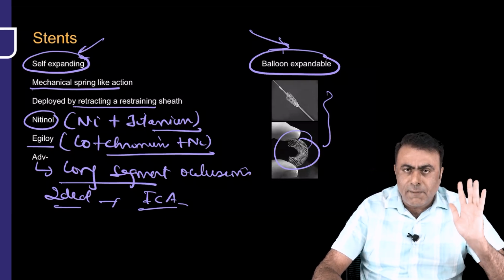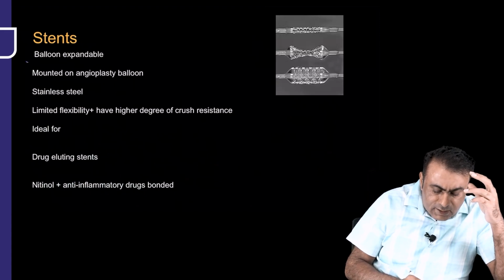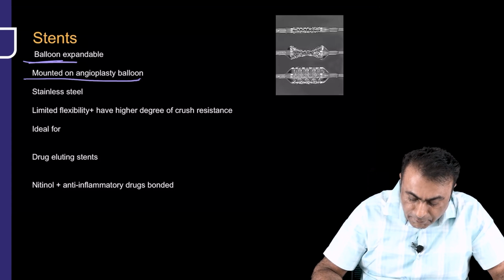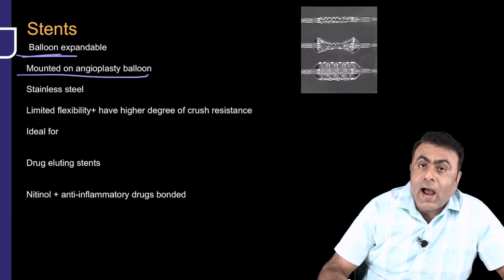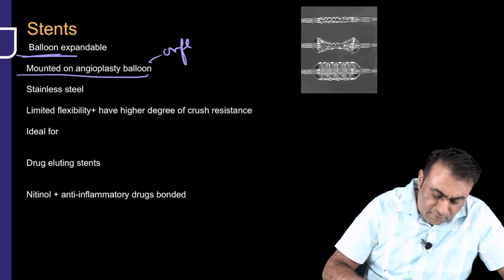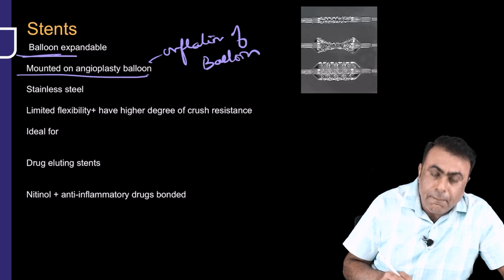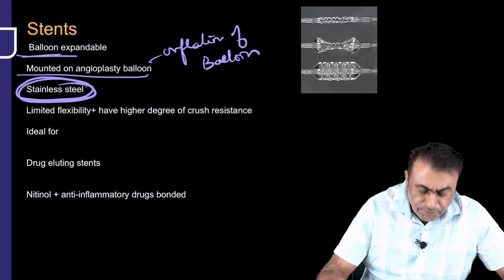Then, apart from self-expanding stents, we have the balloon expandable stents. Balloon expandable stents are mounted on an angioplasty balloon, as you can see here, and they are deployed by inflation of the balloon. What are they made of? They are made up of stainless steel.